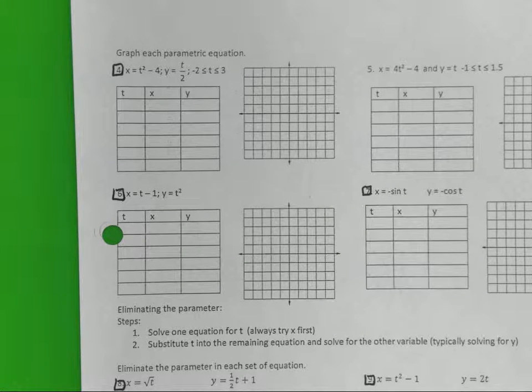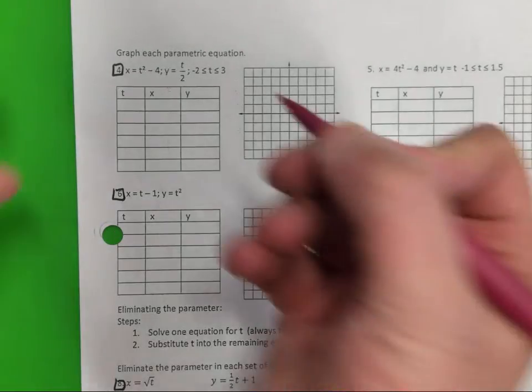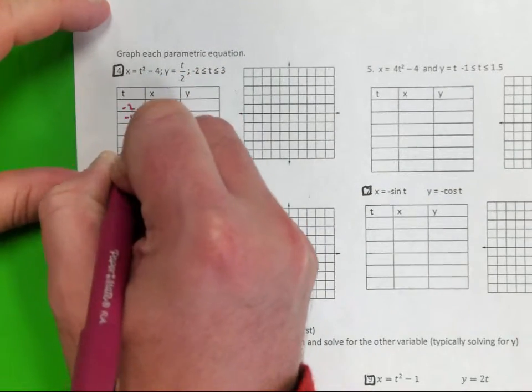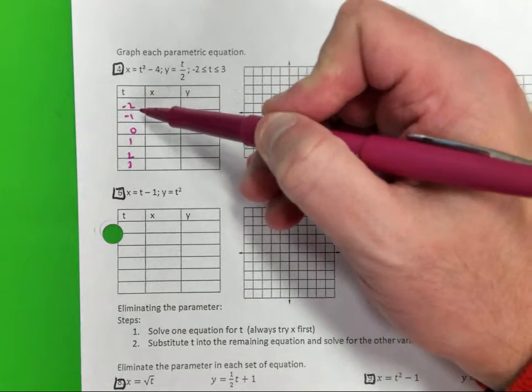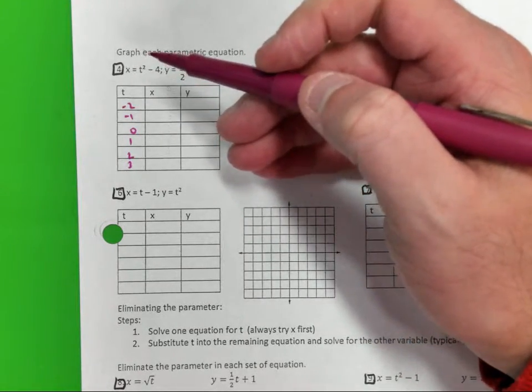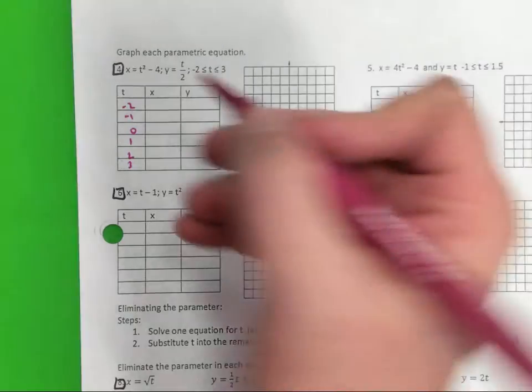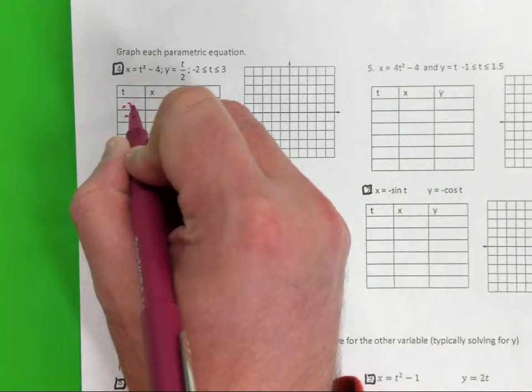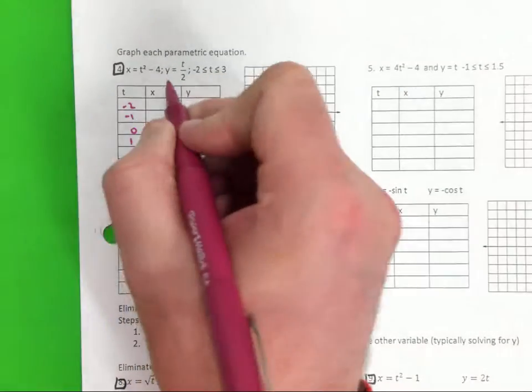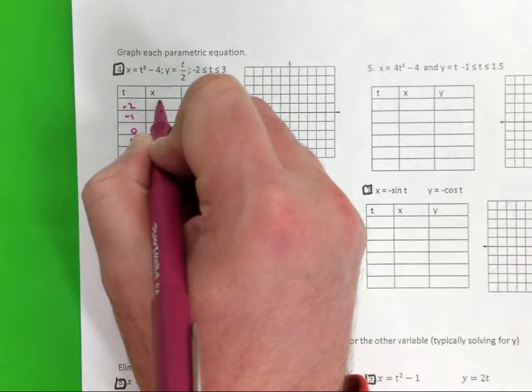Does it include negative 2 and 3? Yes. So that's the values you plug in for t right there. So let's do that: negative 2, negative 1, 0, 1, 2, 3. Now, you want the x value for when t is negative 2. You plug negative 2 into the x equation. What's negative 2 squared? 4 minus 4 is?